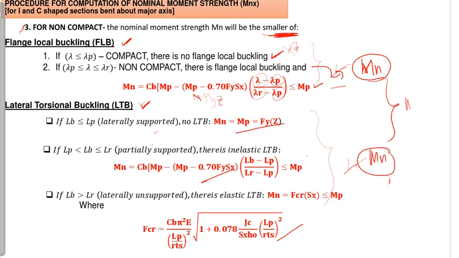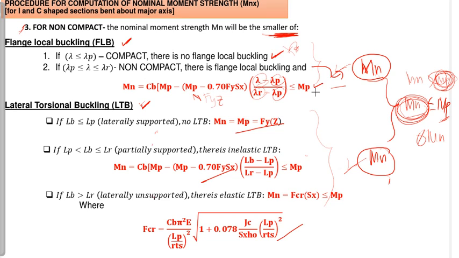So, yung mas maliit sa kanilang dalawa, sa FLB or sa LTB, yun yung gagamitin natin in our design. Yung value ng MN. So, huwag kalimutan yung value ng MN in our design strength should be less than or equal to MP. So, huwag kakalimutan yan. So, pag yung MN mo is mas malaki sa MP, ang gagamitin mo sa design is yung value ng MP. Kasi bawal nga tayong mag-exceed ng MP.